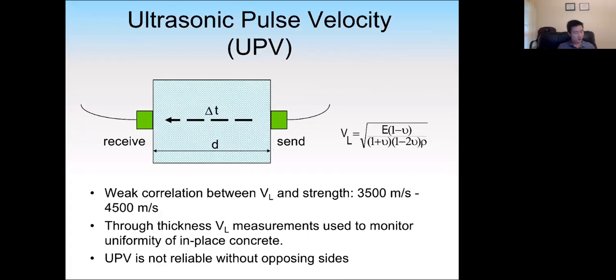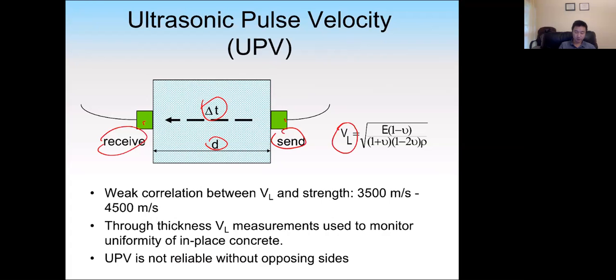All right. So this is one of the methods, which is called UPV. It's called ultrasound pulse velocity. Okay, the transmitter and the receiver are on two ends of the material. If we can measure the thickness of the material, we can easily measure the time difference between when we send a signal and when the signal is received. Okay, and based on that, we can calculate the velocity of the wave inside the concrete.